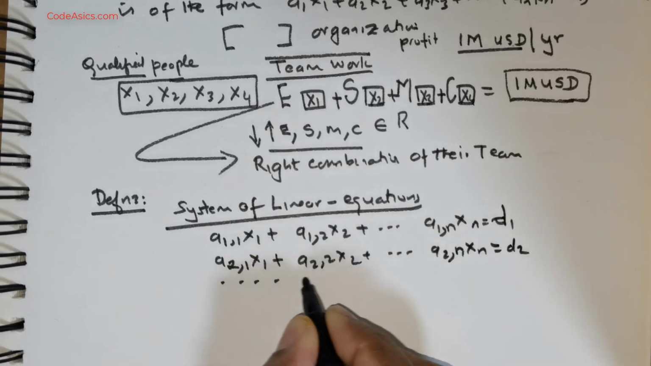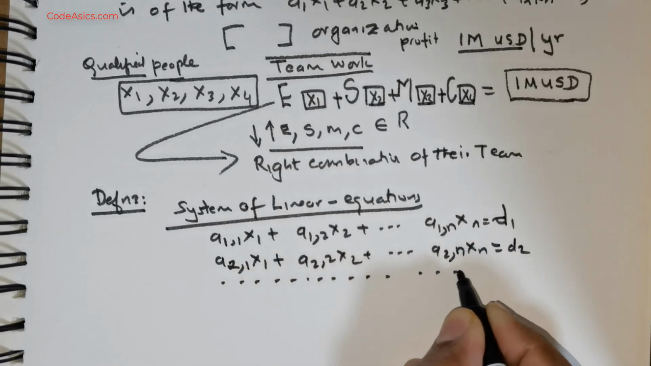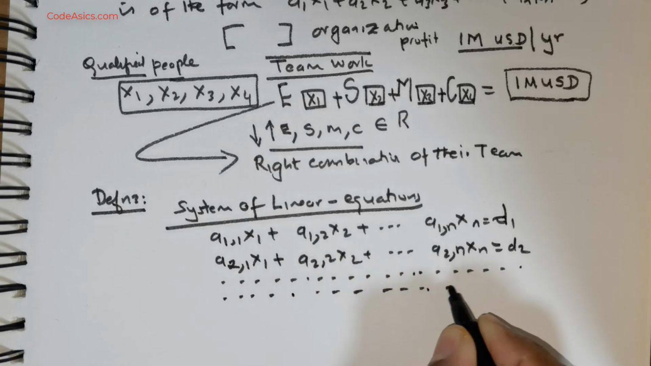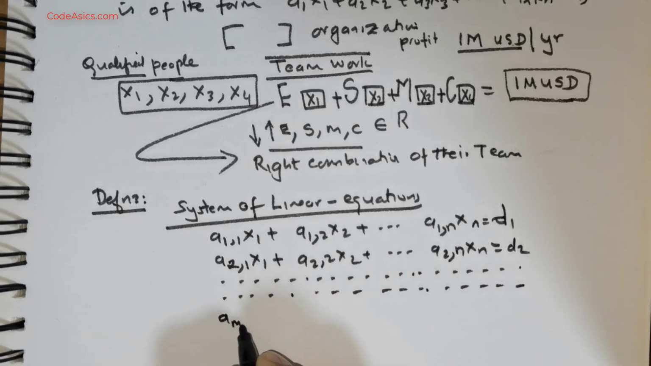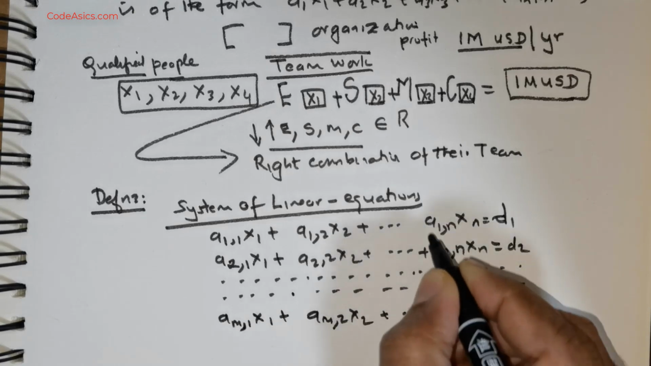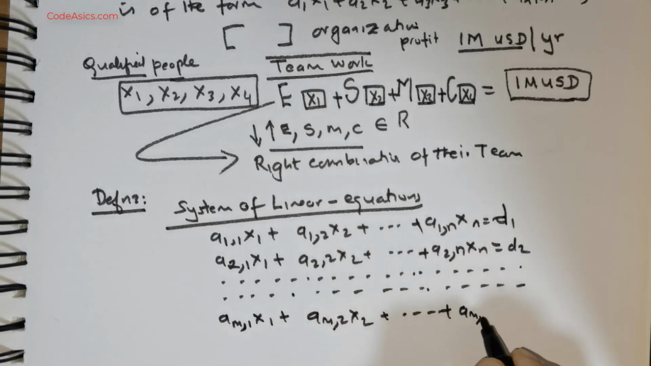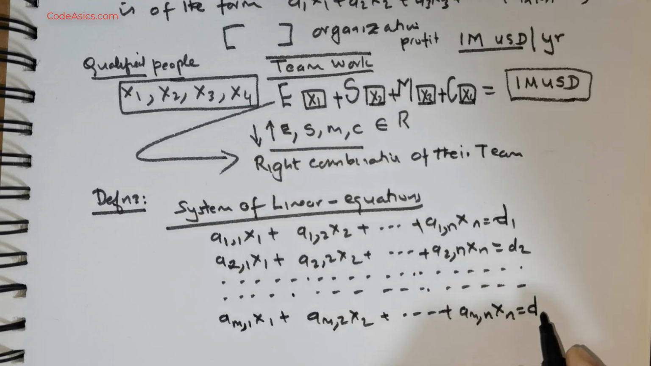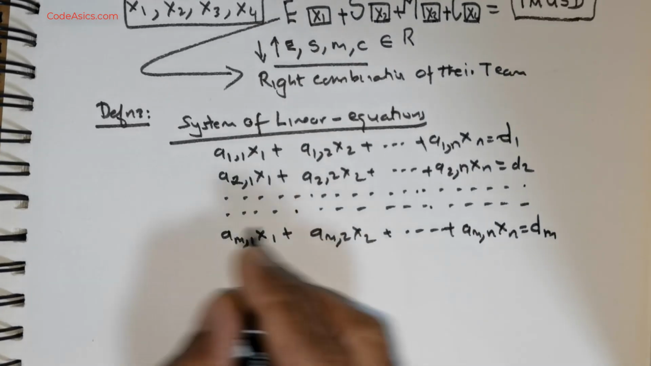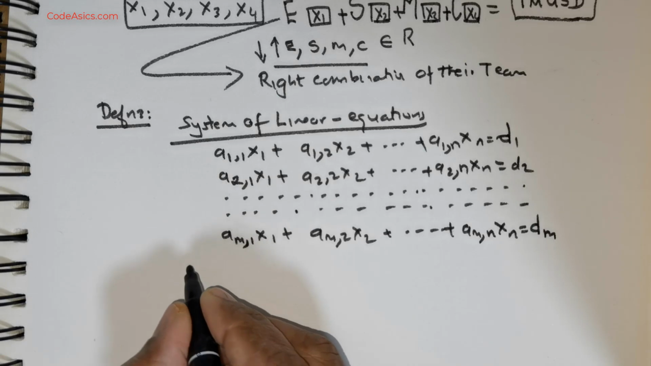So we move on like this, and finally we will reach a system which is of this fashion: am,1 times x1 plus am,2 times x2 plus etc. plus am,n times xn is equal to some value, say d1 we have taken as d1, d2, and this will be dm. Okay, now we are interested in getting the solution for this, right?